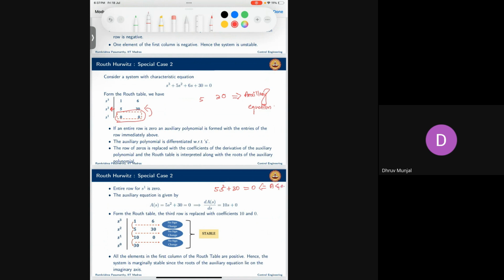Once you get this auxiliary equation, just name this equation as A and differentiate it with respect to S. The only variable in this equation is S, right? So differentiate it with respect to S. This will give you 10S. So use this coefficient in the second row instead of 0. This can be 0, no need of replacing this second one. It's like if it is not there. You have to consider it like that.